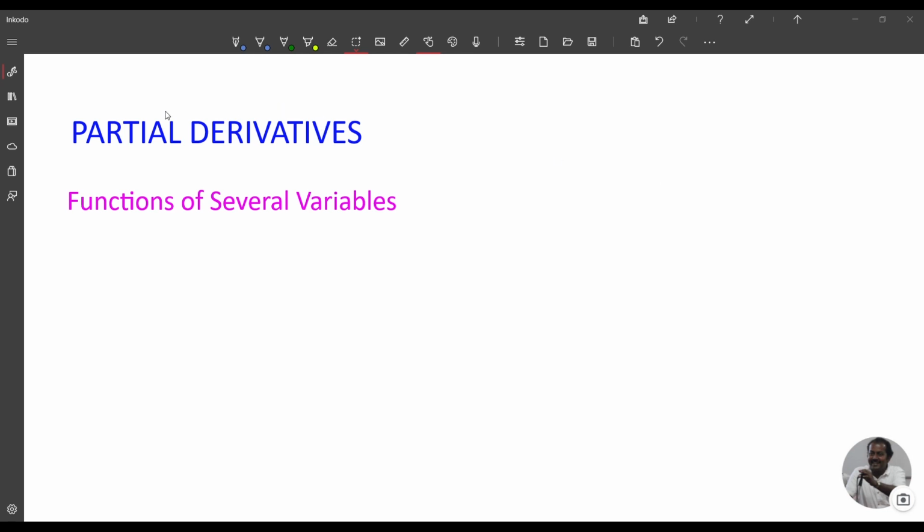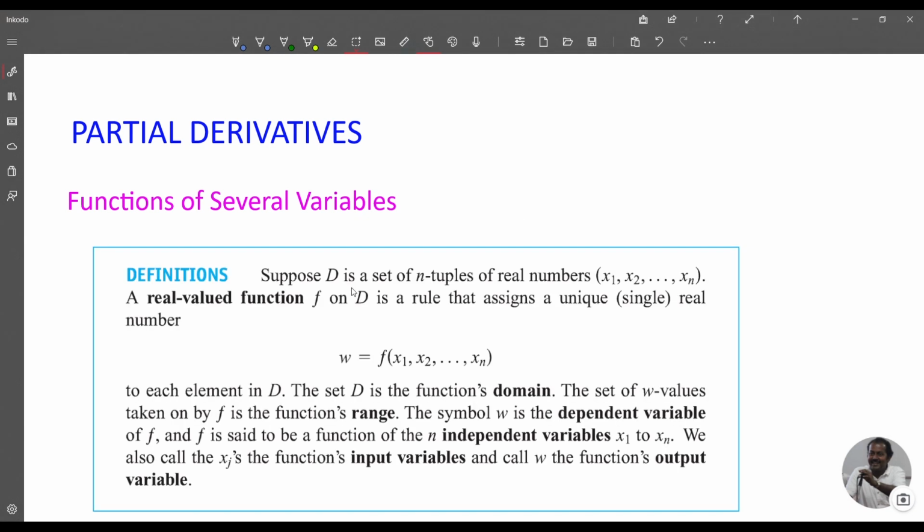Welcome to today's class on partial derivatives. Today we discuss functions of several variables. So first we define functions of several variables. So this is the definition.